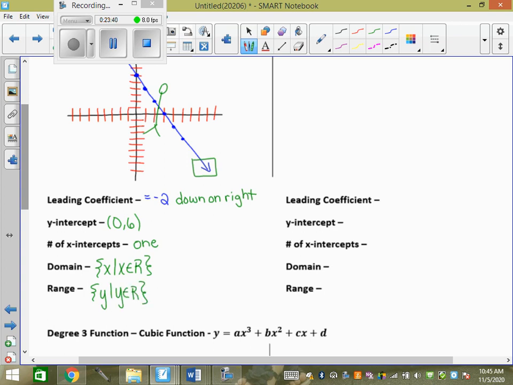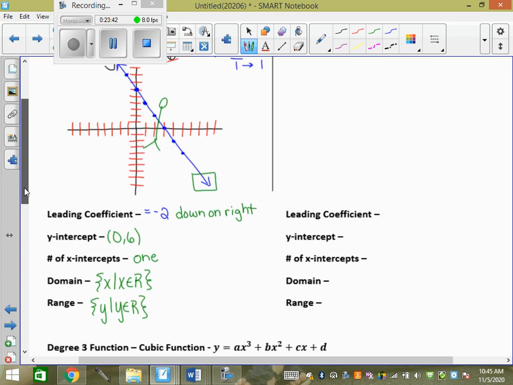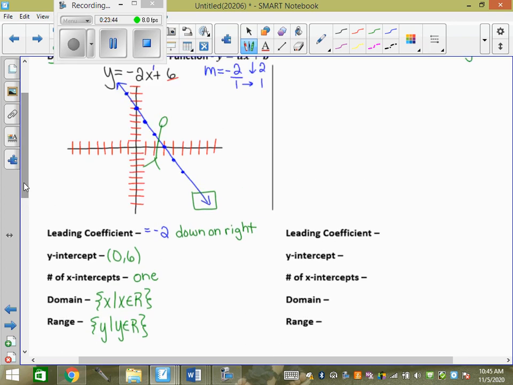Now I'm going to give you an example to try. You're going to do exactly what I just did. So this one's going to be y equals 3 over 2 x minus 2. Sketch it. Give me the leading coefficient, y-intercept, number of x-intercepts, domain and range. So you're going to do all the exact same thing we just did. So you say down on right or up on right, exact same thing.